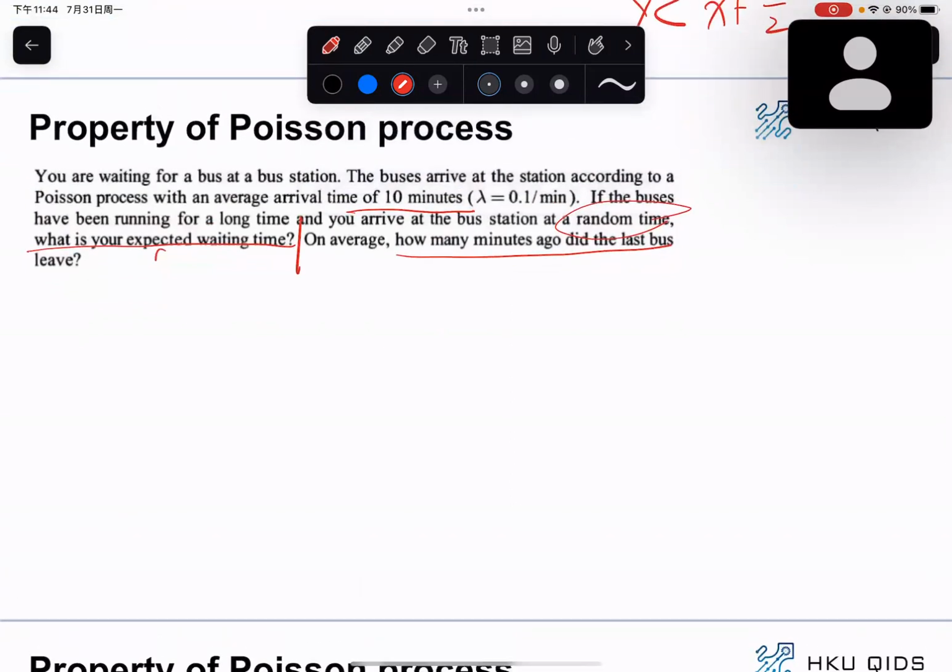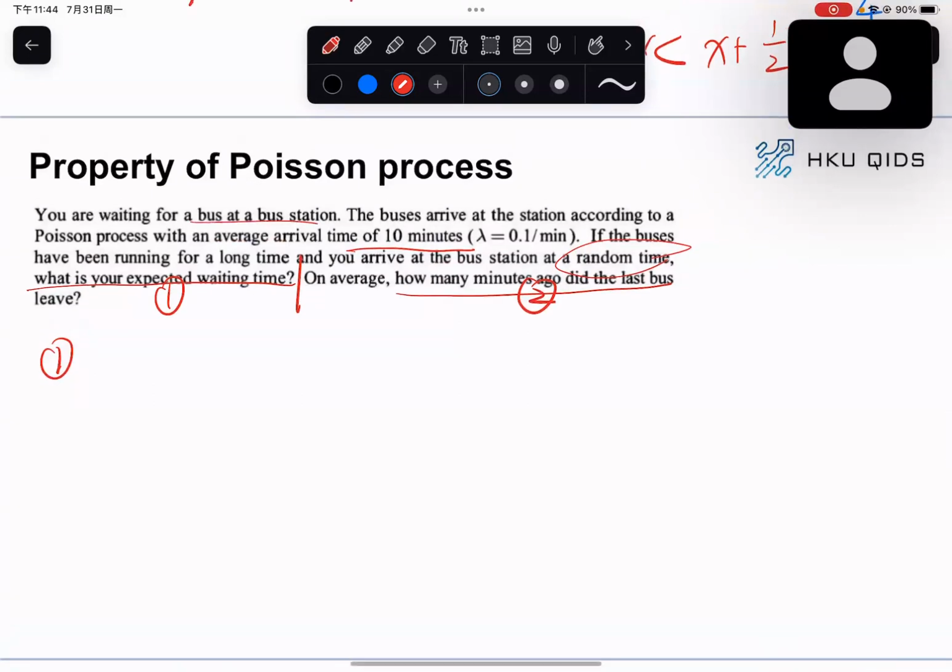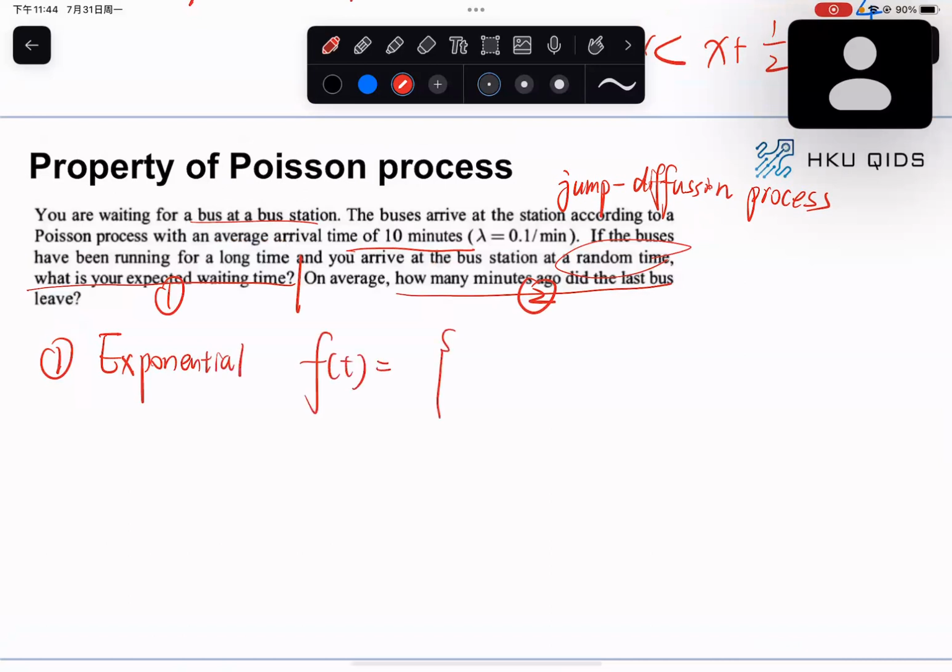So let's first solve the first part, okay? This is the first part and this is the second part. Let's first solve the first part. So basically, it's just the definition of the exponential distribution. So this whole process of having a bus, it's called what? It's called a jump diffusion process. So exponential distribution, where f(t) equal to lambda e to the negative lambda t, as long as t is larger than 0, and 0 for t smaller than 0, is going to describe this process.